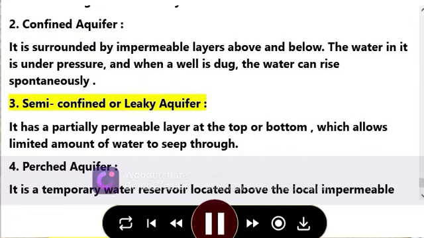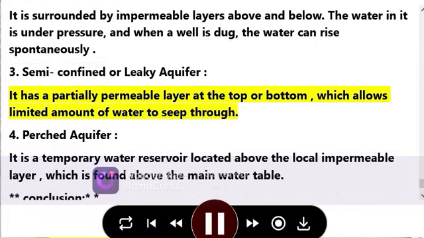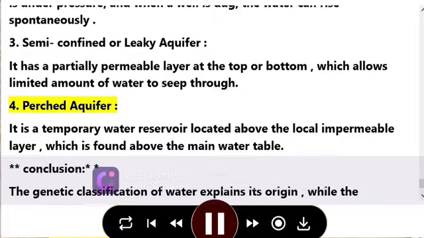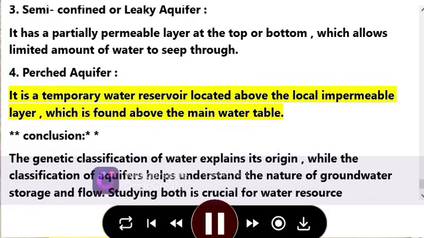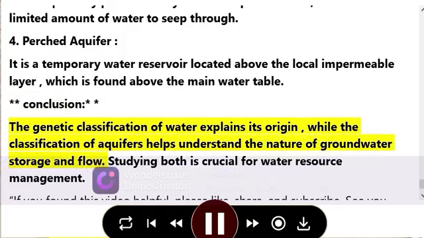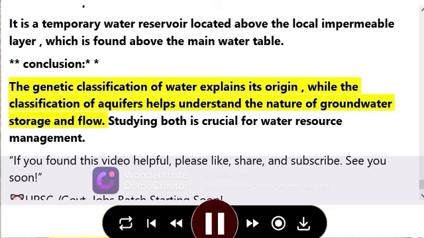2. Confined aquifer. It is surrounded by impermeable layers above and below. The water in it is under pressure, and when a well is dug, the water can rise spontaneously. 3. Semi-confined or leaky aquifer. It has a partially permeable layer at the top or bottom, which allows a limited amount of water to seep through. 4. Perched aquifer. It is a temporary water reservoir located above the local impermeable layer, which is found above the main water table.